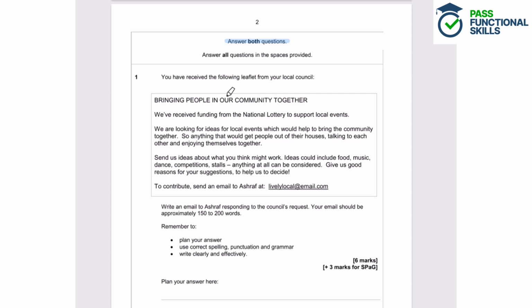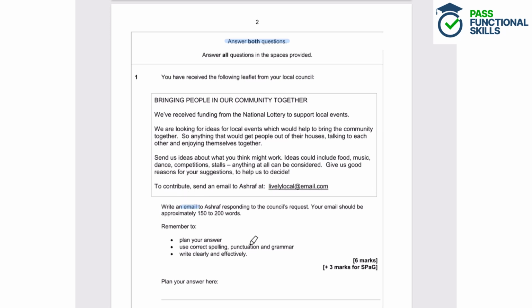So when you first get a question, the first thing that you should be looking for is the text type that you've been asked to write. And in this case, we've been asked to write an email. So we will need to be using formatting features that are suitable for an email.